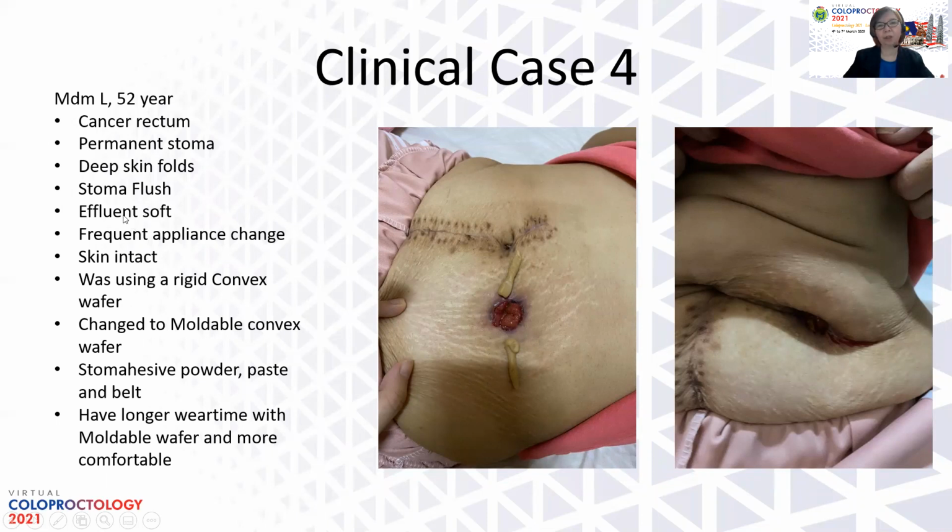Luckily her effluent was soft, not watery, and she has to change her appliance very frequently. The skin is intact. She was using convex at that time also, but the convex was rather rigid for her, so she wanted to change to something more comfortable. Then she tried a moldable convex wafer, and she found that the wafer was actually more comfortable for her. But of course, the patient needs a lot of accessories like stomahesive powder, paste, and belt. After that, she found that it is more comfortable and has a longer wear time.